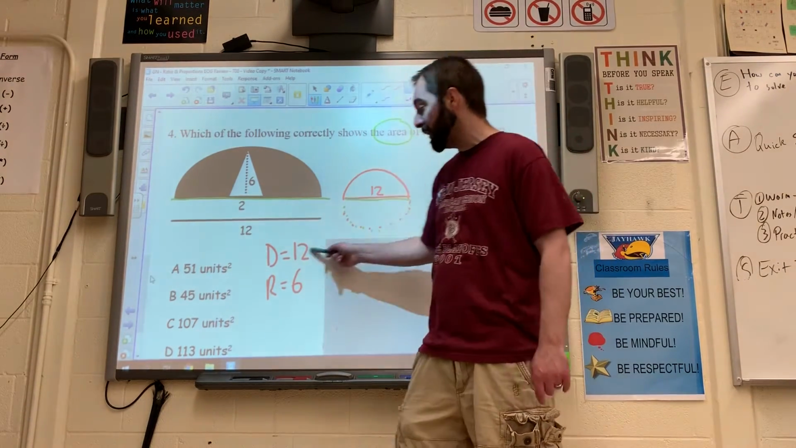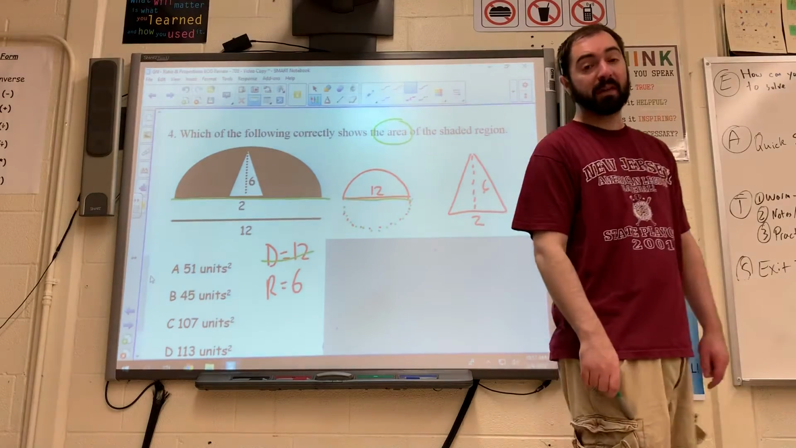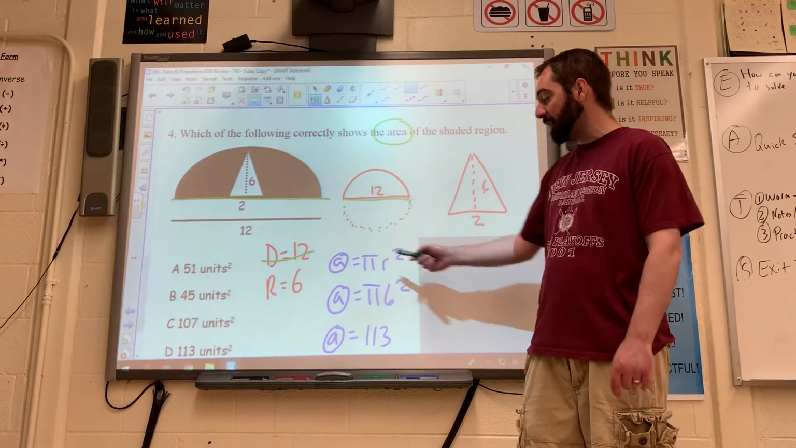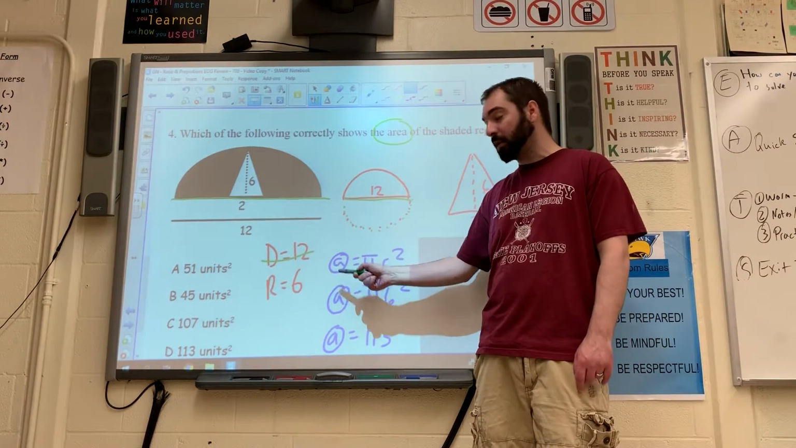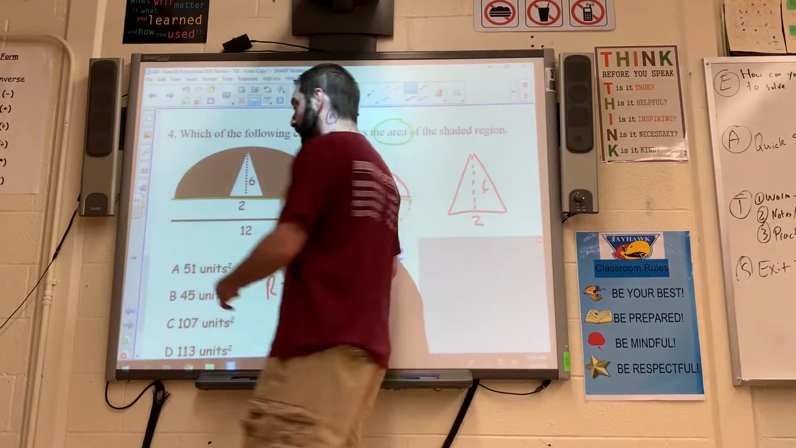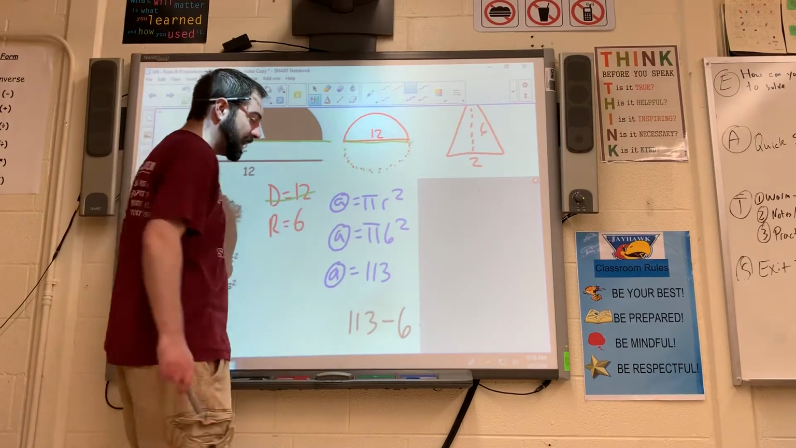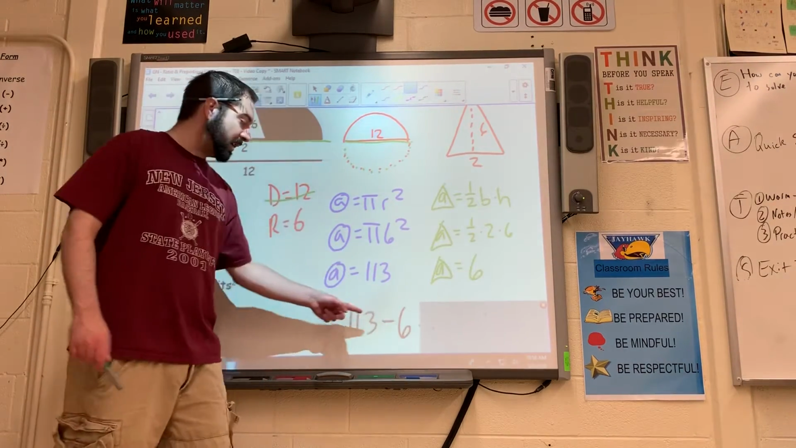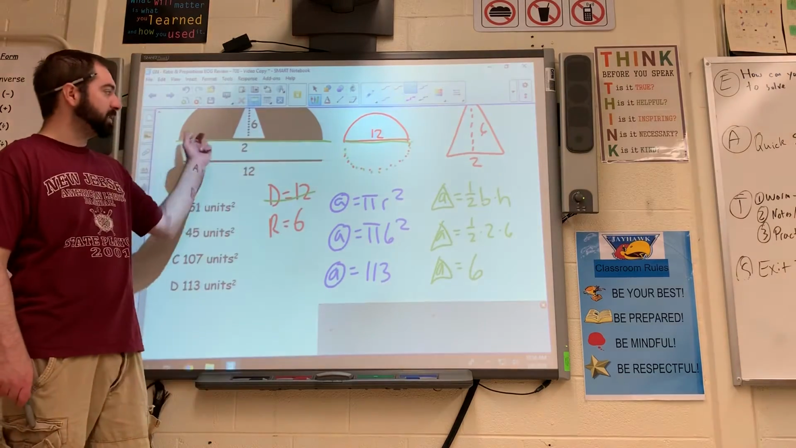Since this says area, I'm going to get rid of my diameter, because for area we use the radius. From there, we've got to know our formulas. We know that pi r squared is how we find the area of a circle. My radius is 6, so pi times 6 to the 2nd power is about 113. Now I have the area of the semicircle, but there's still more work to do.